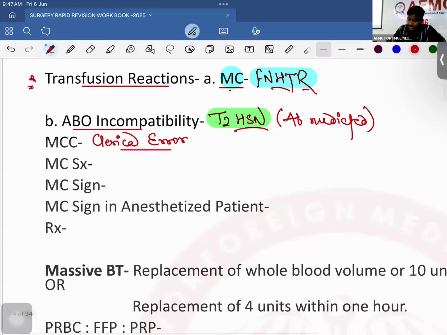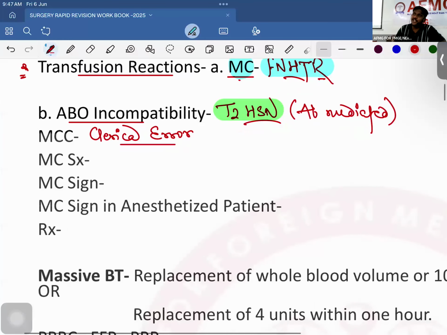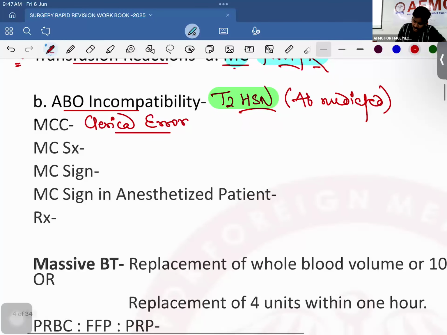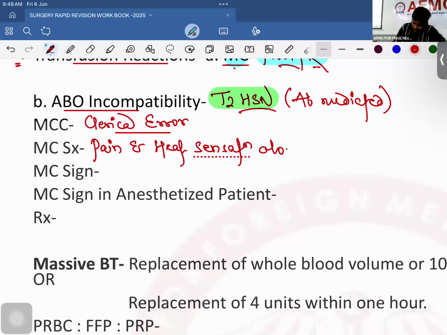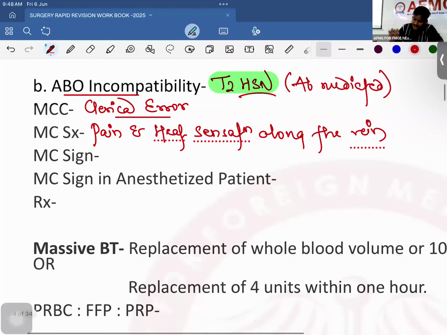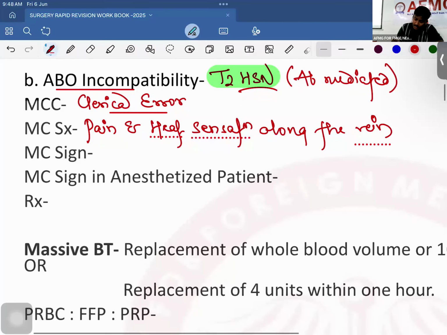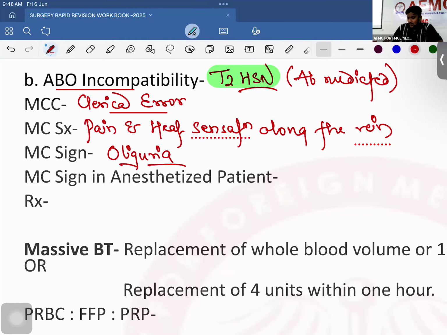Next, what is the most common symptom? Symptom means what the patient is going to tell you. Very good. The patient is going to have pain and a burning or heat sensation along the vein. From whichever vein, definitely, beta, you're giving the blood transfusion, along that vein the patient will experience a lot of pain and heat sensation, beta. What is the most common sign now? Very good. The most common sign that you will identify, beta, is nothing else but decreased urine output, and decreased urine output is known as oliguria.